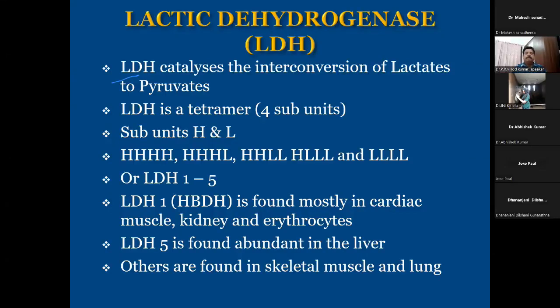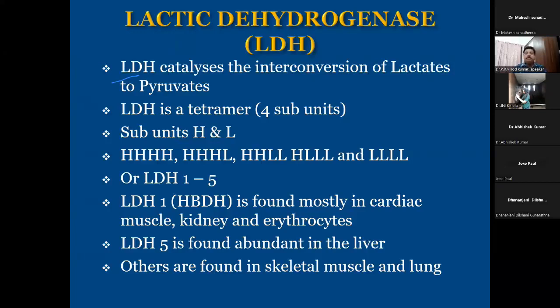Then, very small, insignificant quantities are found in the kidneys and erythrocytes. LDH5 is found abundant in the liver. Here, my question itself is, why should we go for LDH5? Why should we go for expensive LDH5 studies, isoenzyme estimation, like electrophoresis? Our ALT is there. ALT itself is enough. But for theoretical studies, LDH5 can be used.